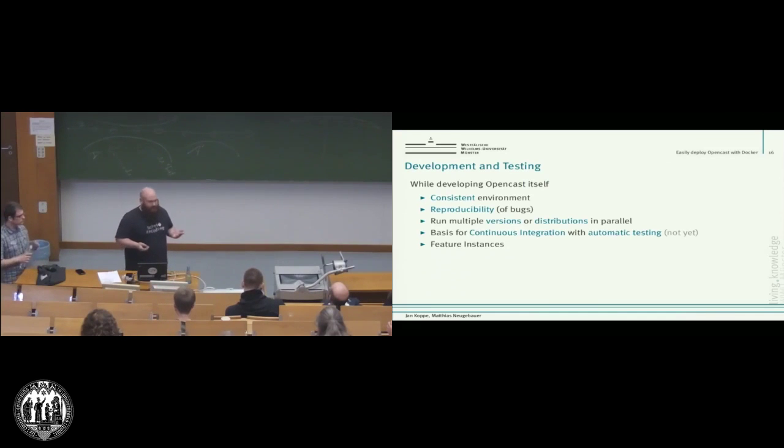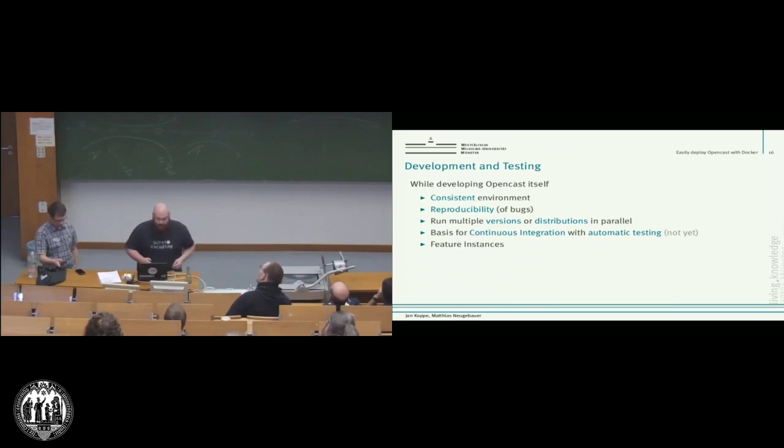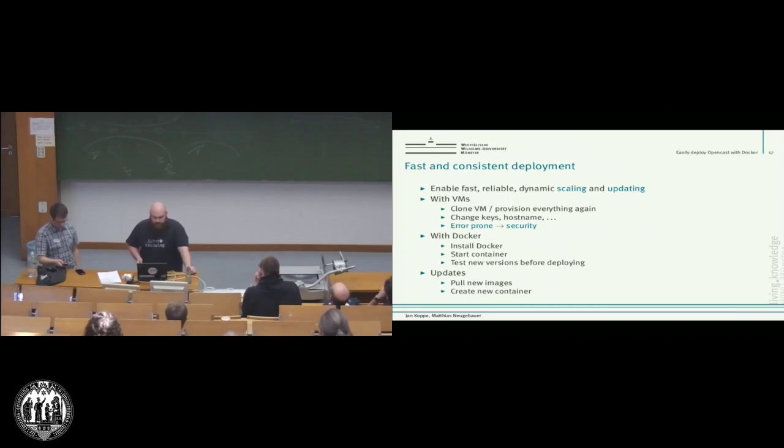What would this be useful for? Development and testing while developing Opencast itself. As we said, our Docker files compile Opencast from the source, so you could easily just point it to your source directory on your machine where you are typing something and compile this and have a really stable environment which doesn't care what Java version is on your machine. So you can reproduce bugs, and you can also run multiple distributions in parallel, which is a bit tedious right now. And you can also use continuous integration with Travis, CircleCI, Jenkins, or whatever. You have some fast and consistent deployment.